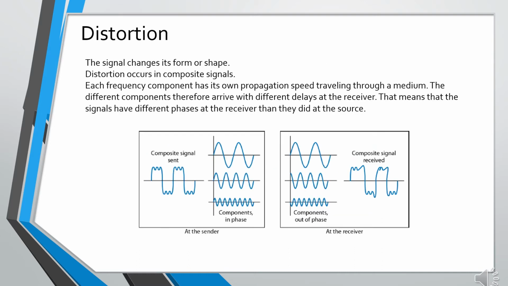Distortion. Distortion can occur in a composite signal made of different frequencies. Each signal component has its own propagation speed through a medium and therefore its own delay in arrival at the destination. Differences in delay may create a different phase if the delay is not the same as the period duration. As you can see in the picture, at the receiver's end, the composite signal was distorted.